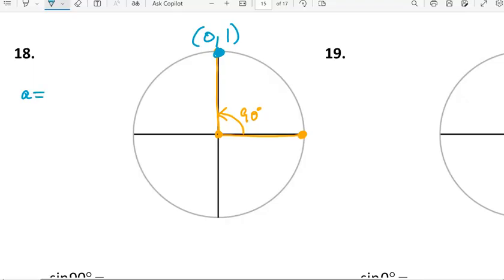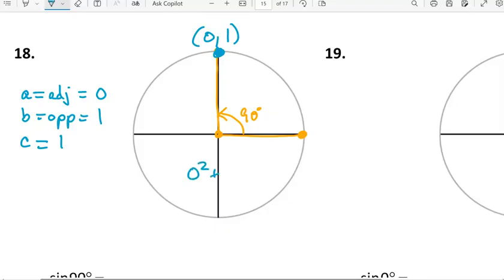So a equals the adjacent is equal to 1. B is equal to the opposite, which is equal to 1. I think I said that wrong. A, the adjacent, is 0, and B, the opposite, is 1. And then C, our hypotenuse, is going to be 1. We could use the Pythagorean theorem to find that if we wished.